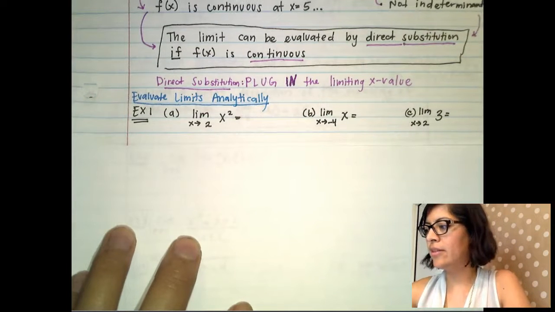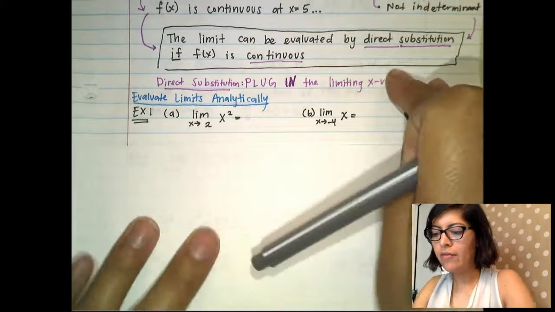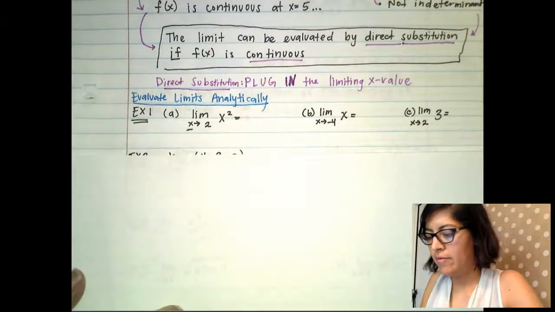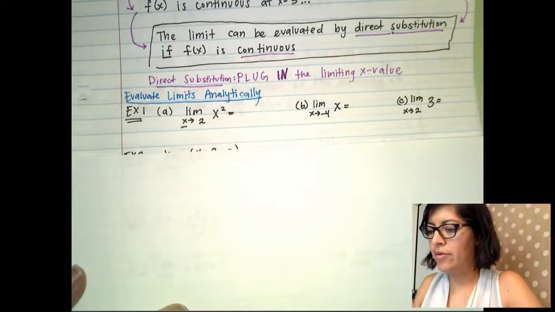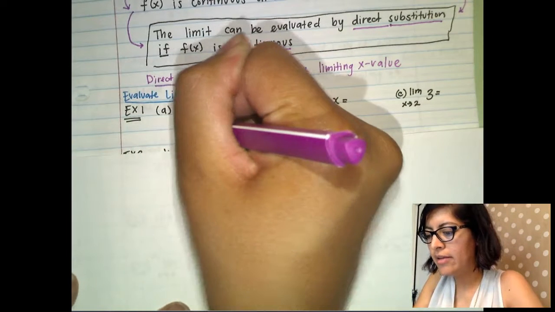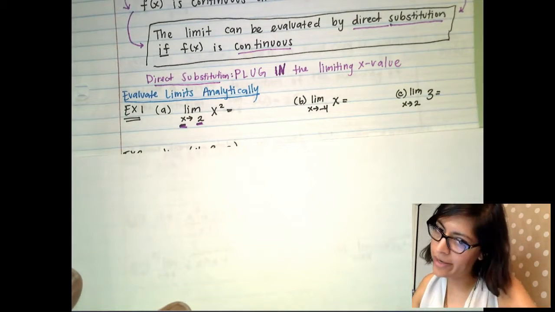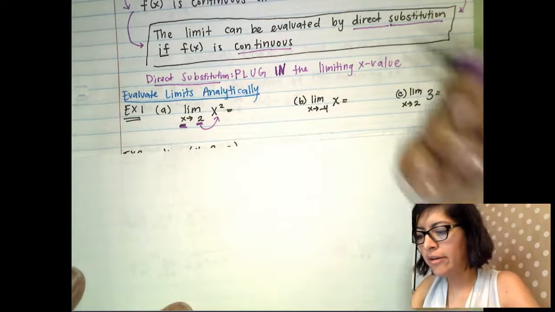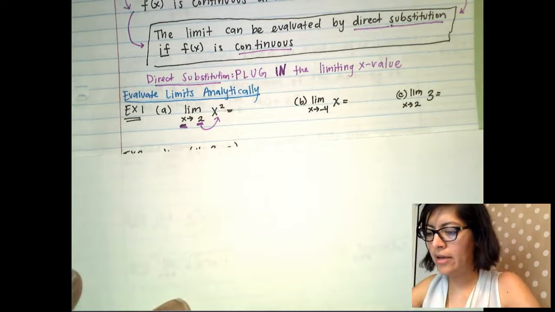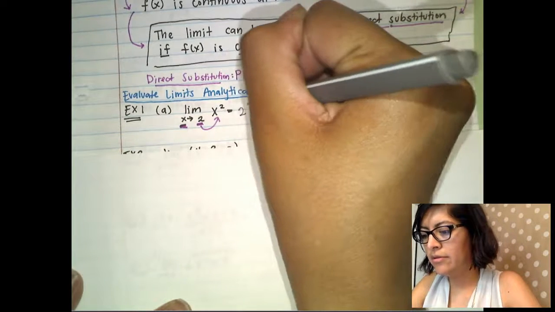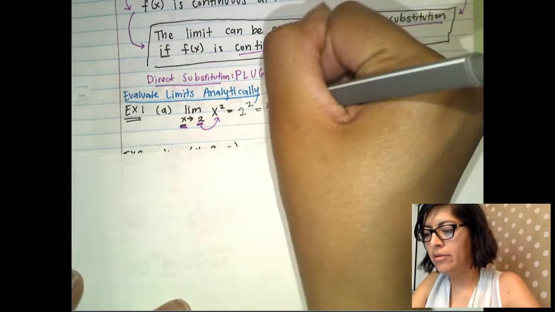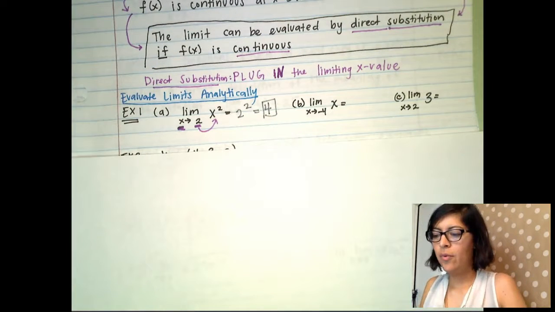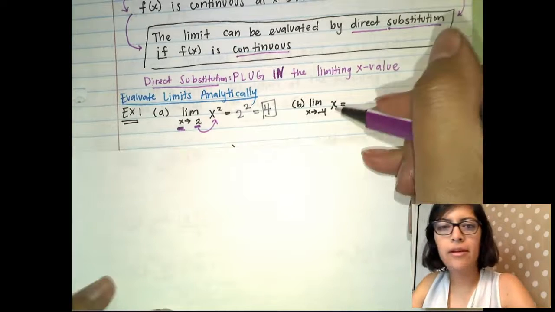So in this case, let's look at this one. We take the limit as x approaches 2 of x squared. So again, we're taking the limiting values, so as x gets closer and closer to 2. But again, what's closer than equals? So we're going to plug this into our x value, and we're going to get 2 squared, which is equal to 4. Easy peasy.